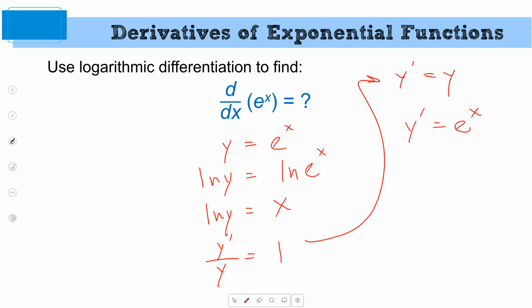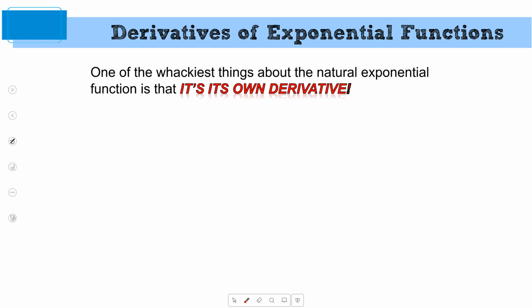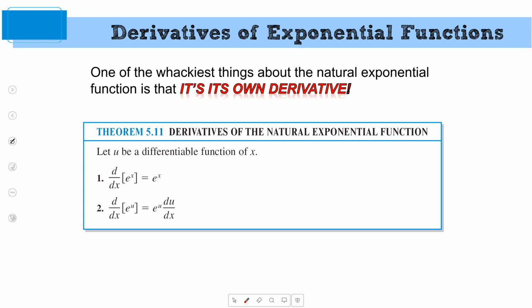What's the derivative of e to the x? E to the x. Oh my God. It's its own derivative, people. This is amazing. This has never happened before, and it will never happen again. It's the one exception to the rule. It's its own derivative. The derivative of e to the x is e to the x. The derivative of e to the u is e to the u, chained on with the derivative of u.